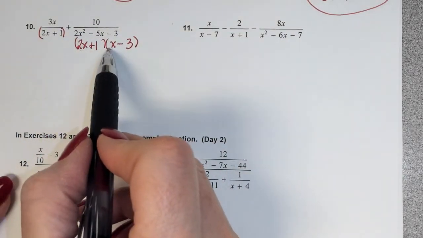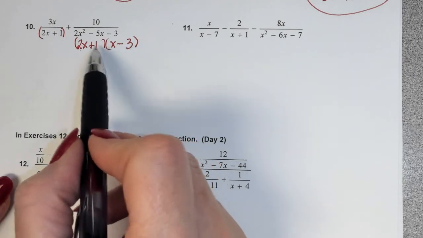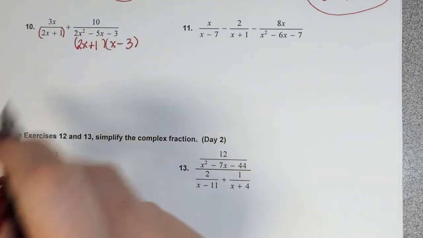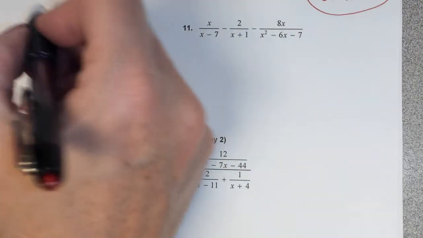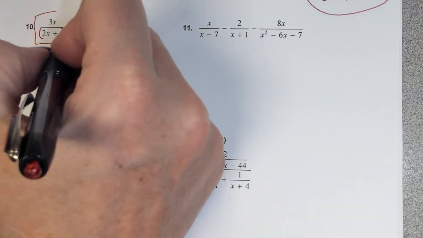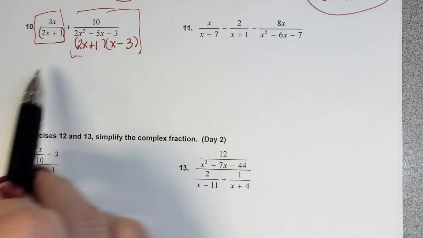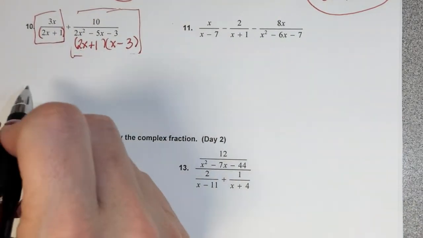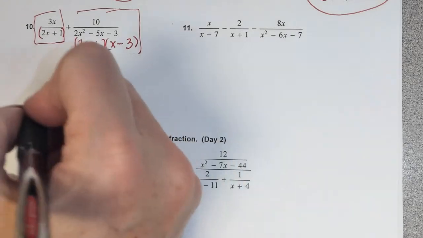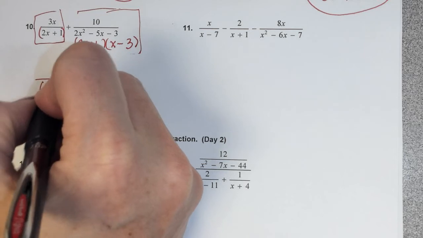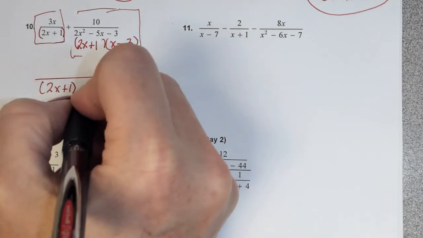I check it. 2x squared, I got it. Negative 6x plus 1x, that gives me that. Negative 3, that gives me that. Okay, so that's good. Now look at this, guys. Here's one of our terms. Here's the other term. For those two terms, what common denominator are we going to need to use? Justin? 2x plus 1, but then we'll have to use the x minus 3.